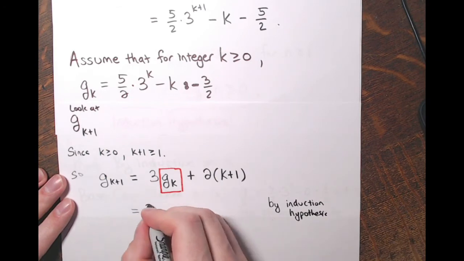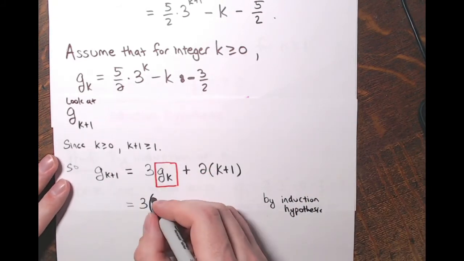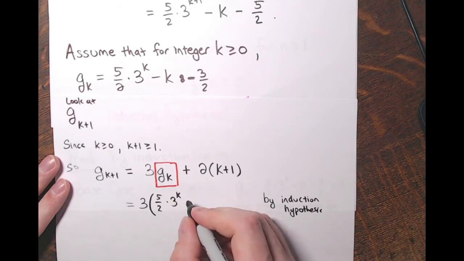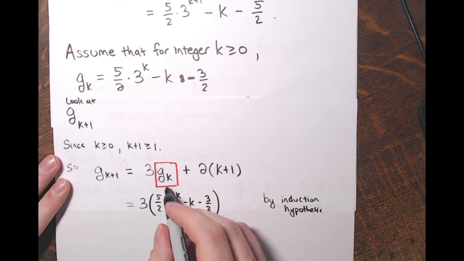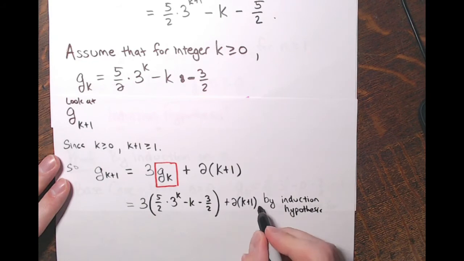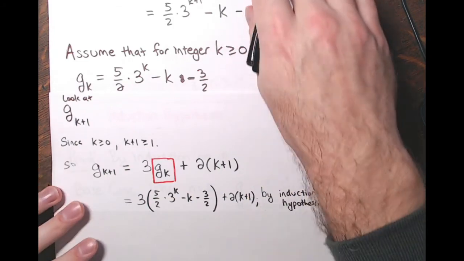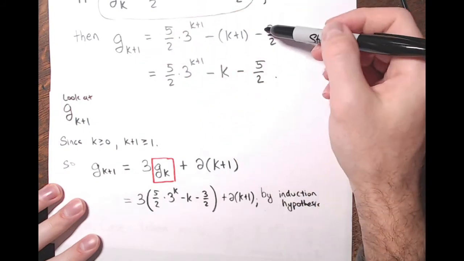this is equivalent to 3 times, and we have assumed that g sub k is equal to 5 halves times 3 to the k minus k minus 3 halves. That's just replacing g sub k, and then we've got plus 2 times the quantity k plus 1, again by the induction hypothesis. Sorry about the clutter over there. And now I'm hoping that this expression will eventually be equivalent to one of these things. I want to show that g sub k plus 1 is equal to one of these things.